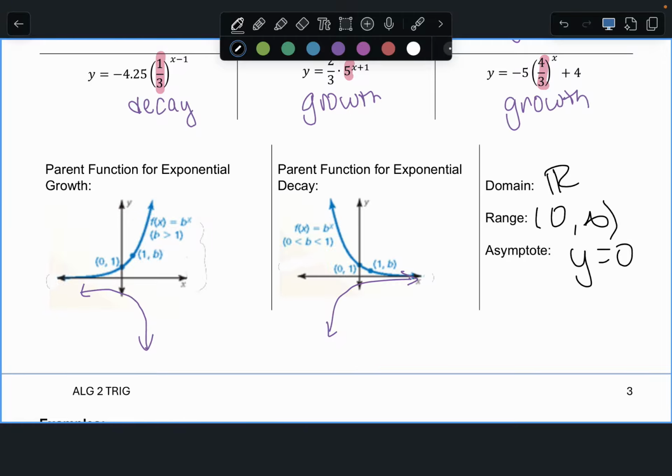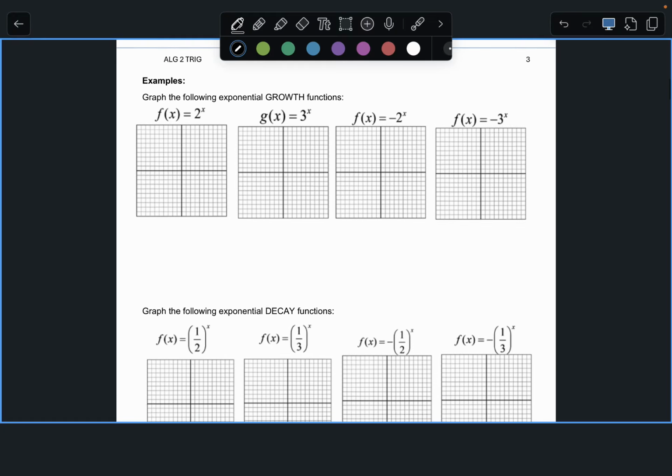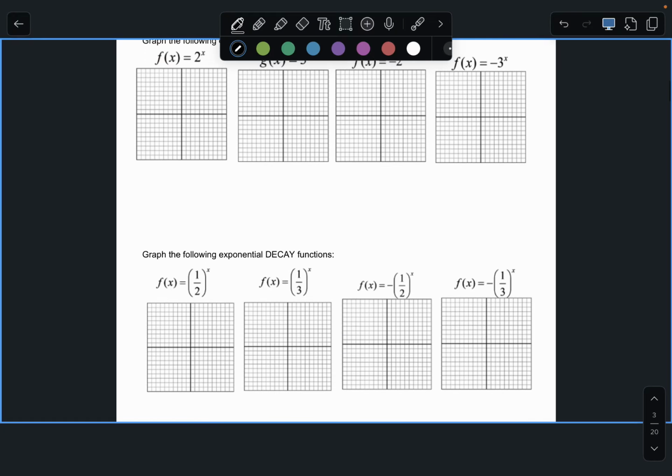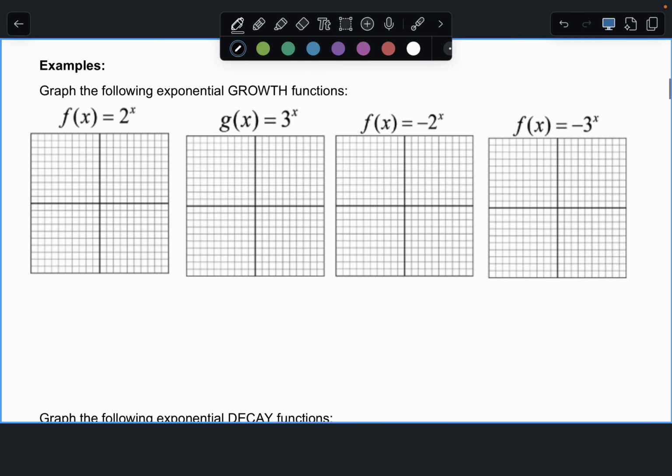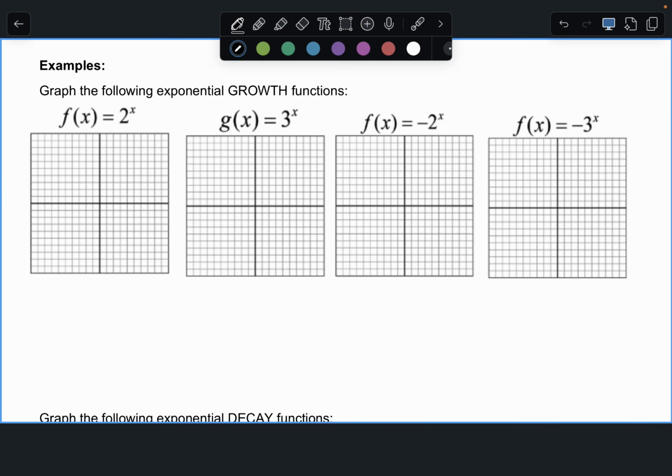So, let's graph them. And I have a bunch of examples on here. I don't think we're going to do all of them. We're definitely not going to do all of them. We're going to do 2 basic ones, probably 4 basic ones, and then we're going to do some transformations. So next page, how are we looking on time? Perfect. Okay. We're going to graph these, and we're going to graph them using a table.